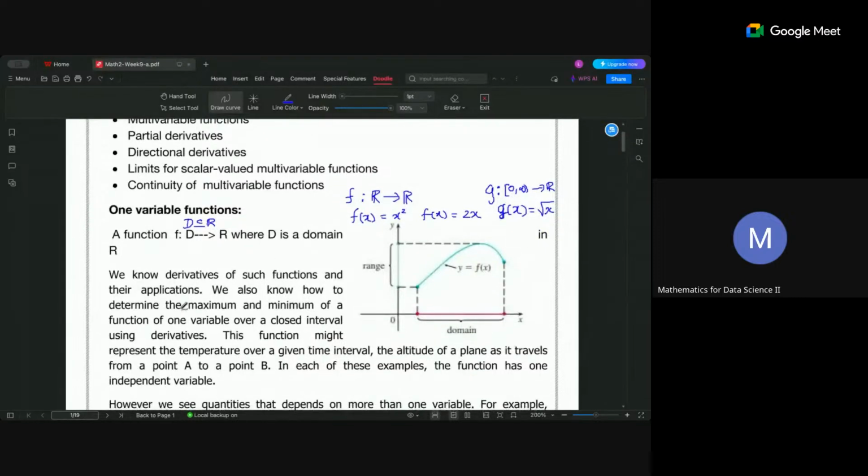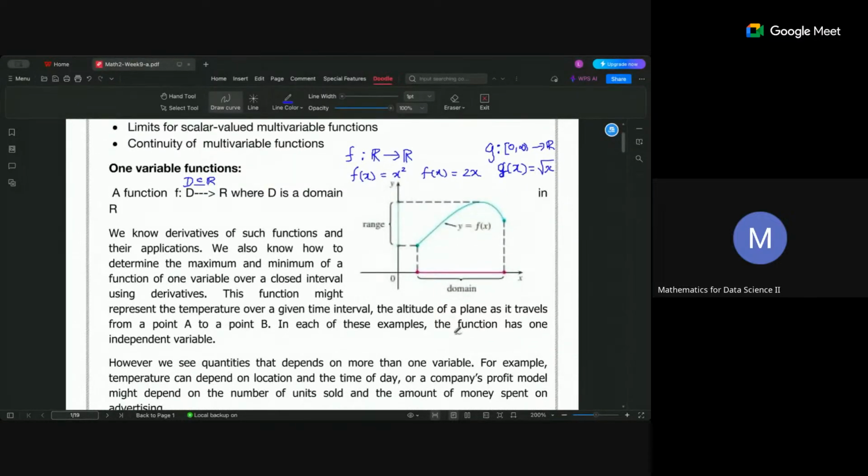Okay. So for such functions, what you have already learned, how to find the maximum, minimum, right? Using derivatives and some derivative test and so many things. You would have learned how to find the maximum, minimum and all, right? So for example, suppose a function is representing temperature over a given time interval, or the altitude of a plane as it travels from point A to B. So such functions, you will find what is the maximum temperature, or what is the maximum height. So such things you would have seen, right?